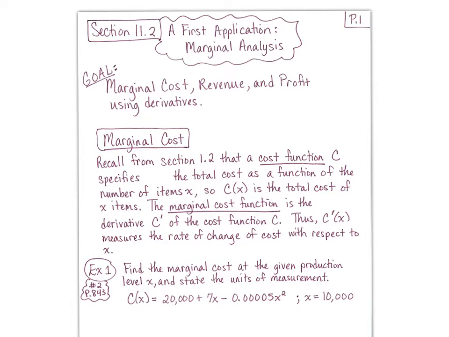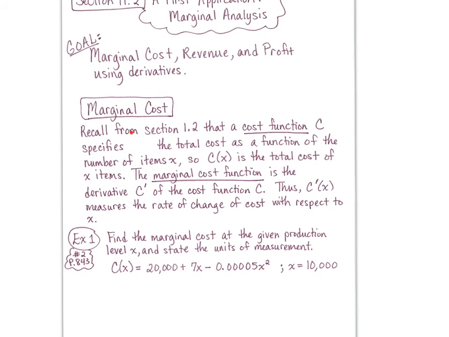So marginal cost. Recall from section 1.2 that a cost function C specifies the total cost as a function of the number of items x. So C of x is the total cost of x items. The marginal cost function is the derivative C prime of the cost function. Thus, C prime of x measures the rate of change of cost with respect to x.